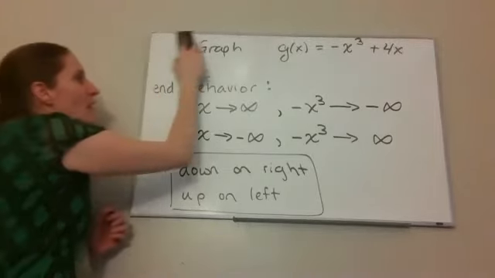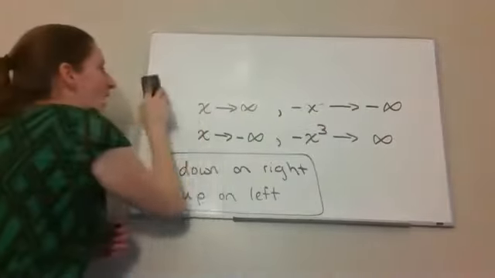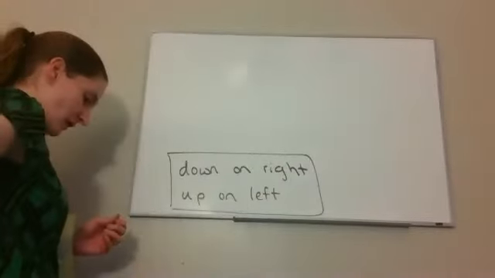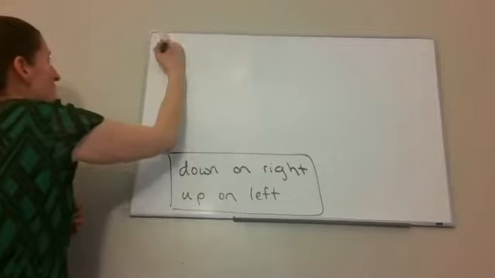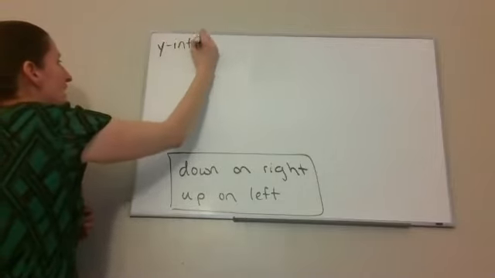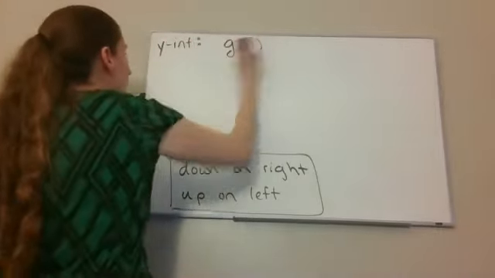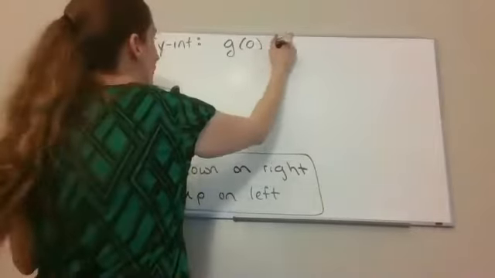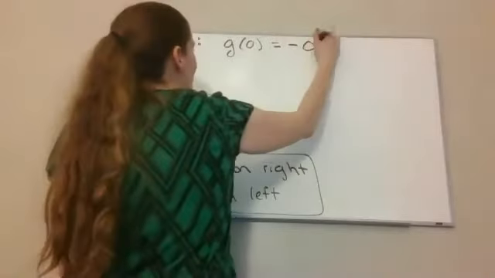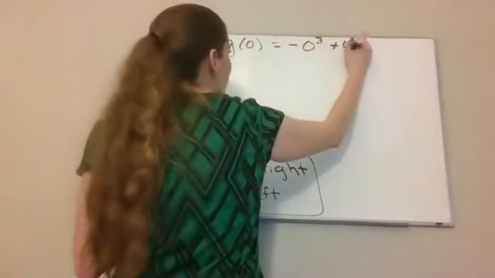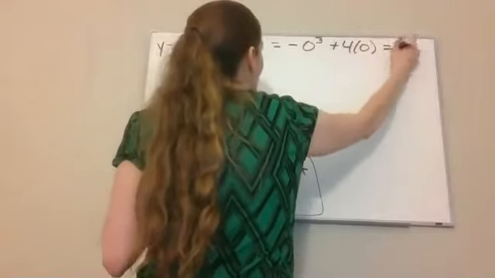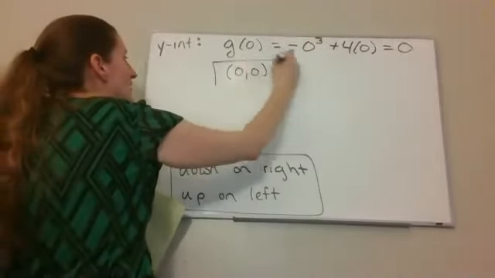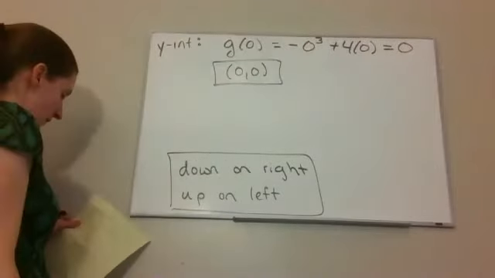Now let's figure out what happens for our y-intercept and our zeros. So our y-intercept, we get that by calculating what happens when our x is equal to 0. So g of 0 would be negative 0 to the third plus 4 times 0, which is 0. So my y-intercept is the point 0, 0.